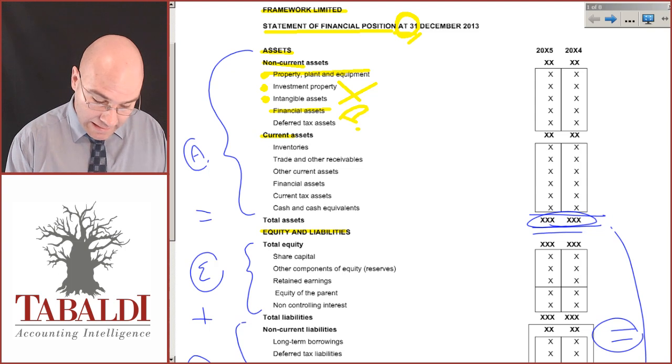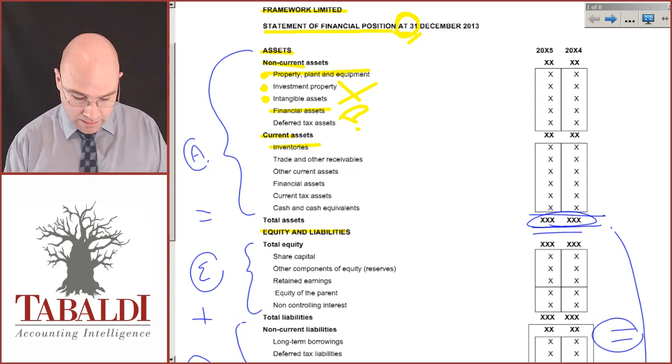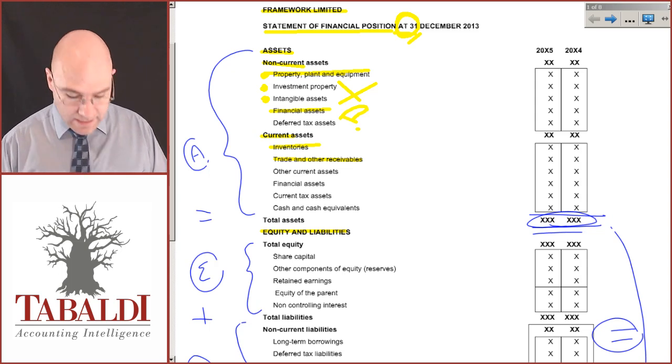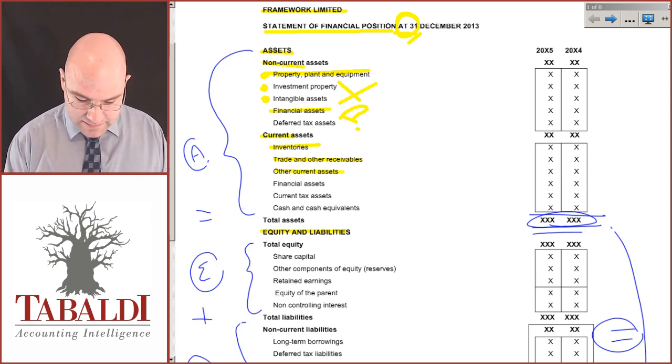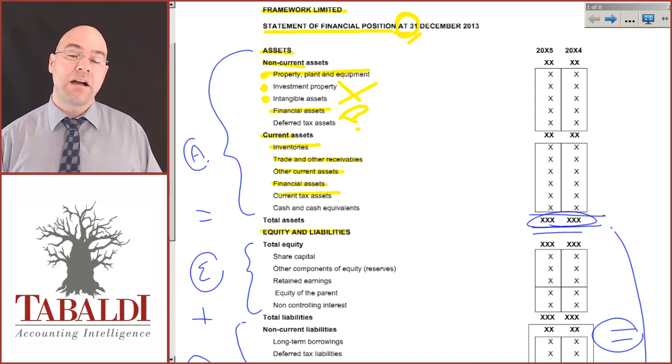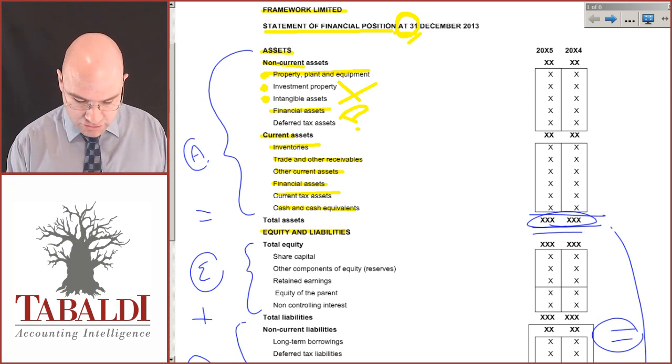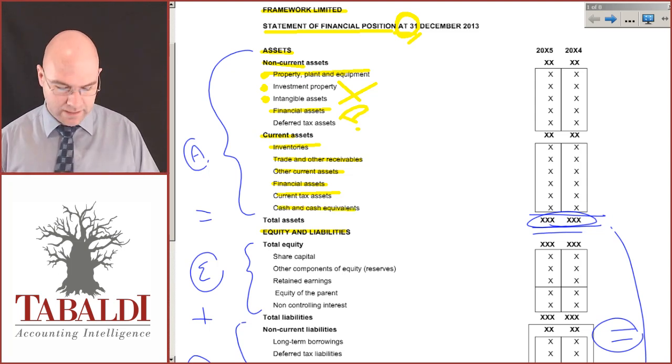Then current assets, inventories definitely covered in this. Trade and other receivables are actually part of financial assets. Other current assets, financial assets, and then your current tax assets are the amount that you actually owe to SARS, to the receiver. And then cash and cash equivalents. Those will always be there, your bank accounts.